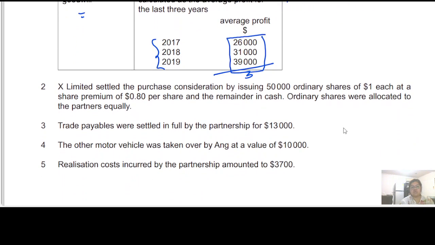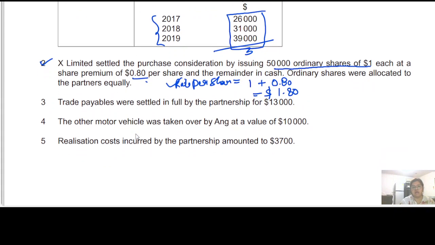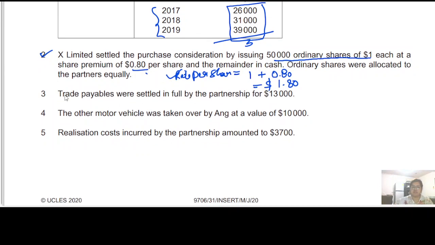Moving forward, in the second part they told you that instead of paying purchase consideration, they issued 50,000 ordinary shares of $1 each with a premium of 0.80. Premium means you have to add that value, so the rate per share is $1 plus 0.80, which is 1.80. Trade payable is settled in full, whatever the trade payable value is, 13,700 I guess, let me check later on. It is fully settled by the partners.